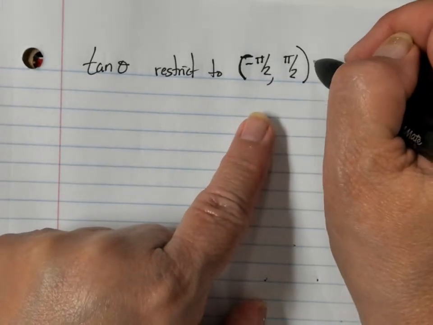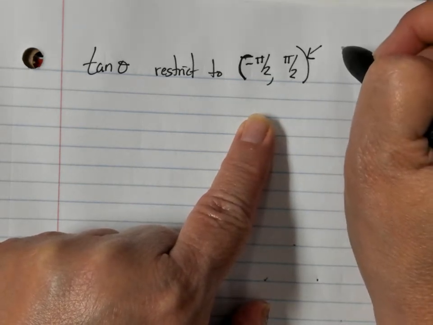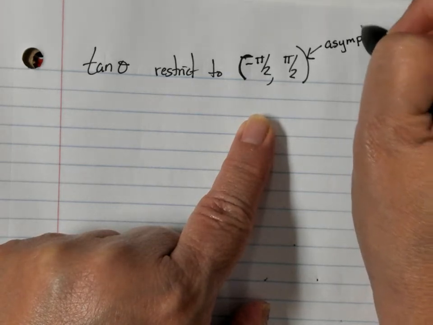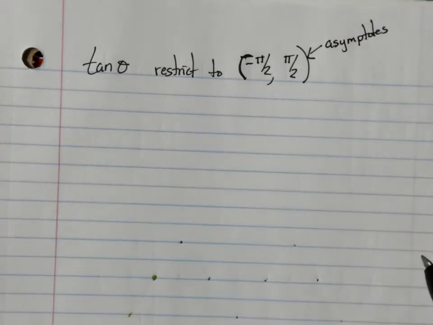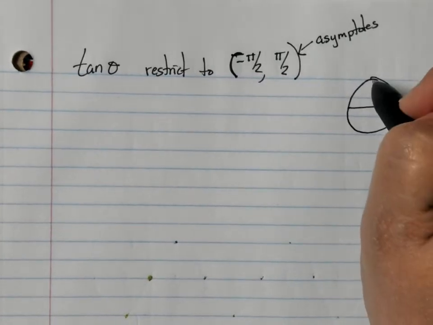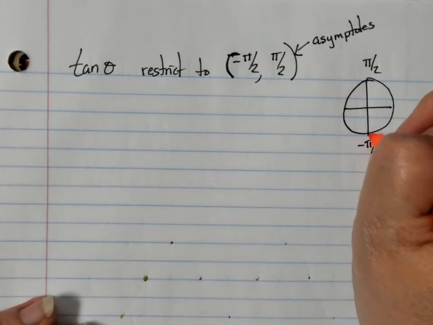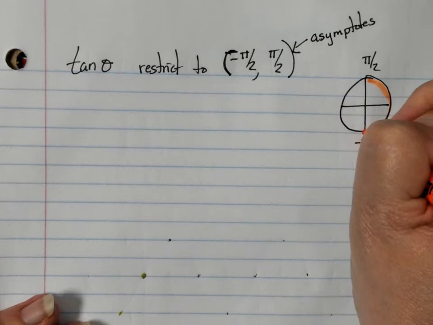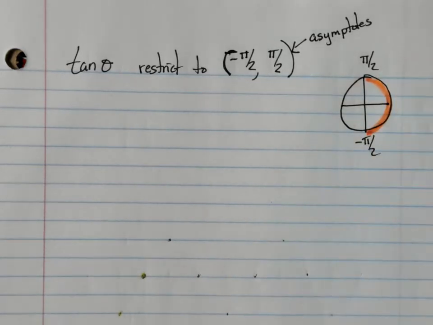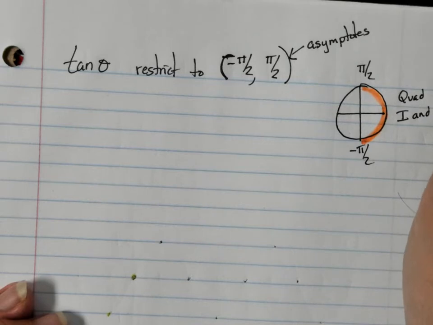Now, notice here, the other ones I put brackets. Why do these have parentheses? Because remember, that's where your asymptotes are. Tangent of pi over 2 is undefined. So when we restrict it, it doesn't include those two asymptotes. And so on your unit circle, you go from negative pi over 2 over to pi over 2. So you're looking at quadrants 1 and 4, very much like we did with sine, right? We're looking at quadrant 1 and 4.